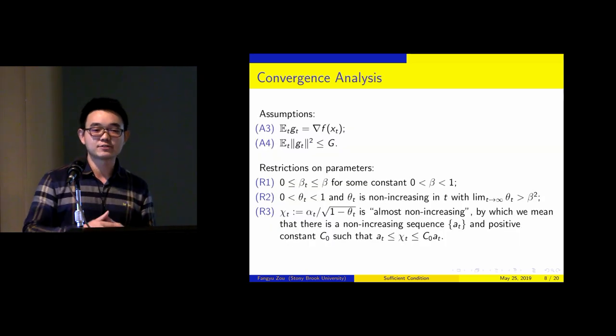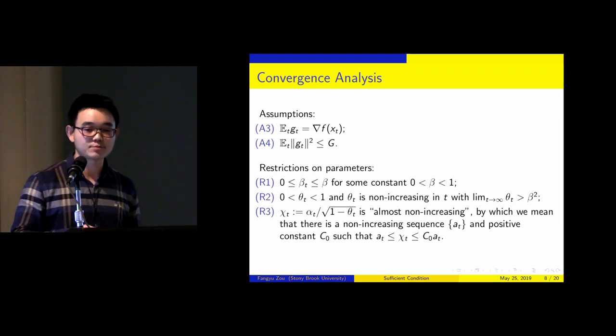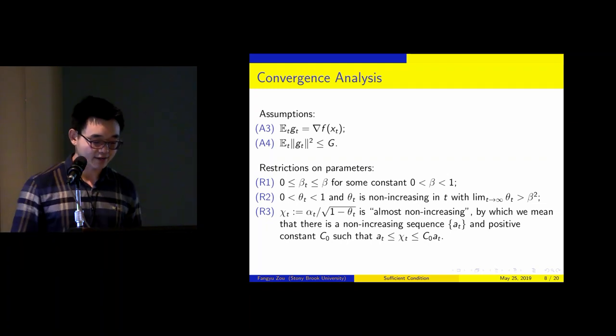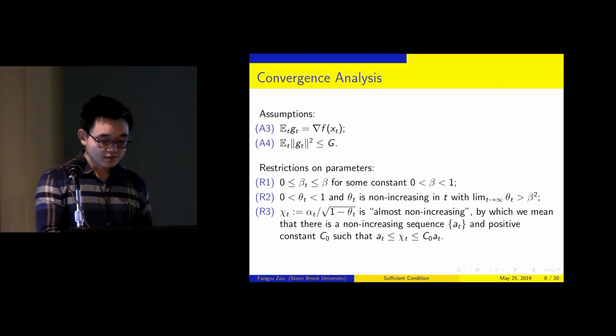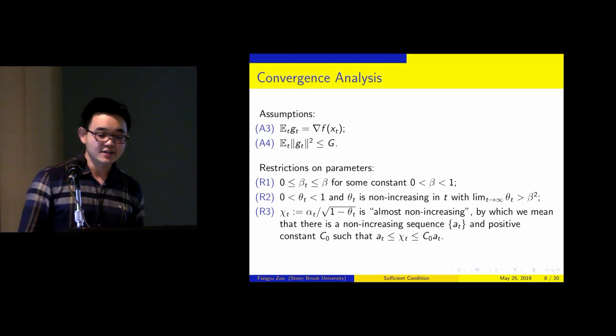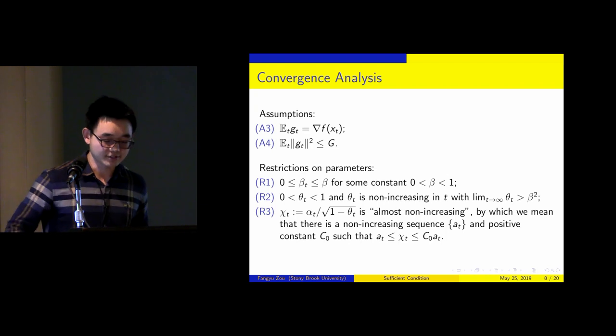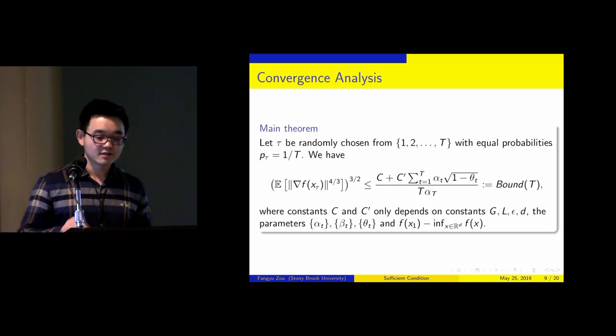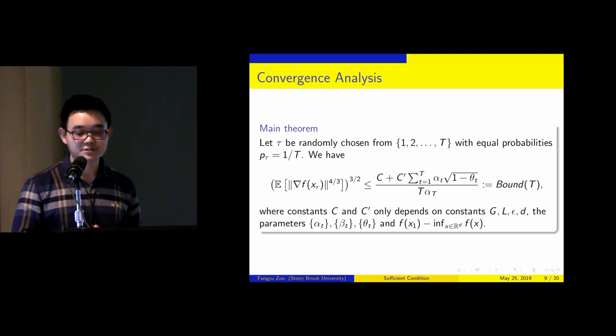Then we'll come back to the case that you take theta t to be constant, namely the original Adam. First of all, in this case, the bound we developed is capital O(1), so it means that there's no convergence guarantee.